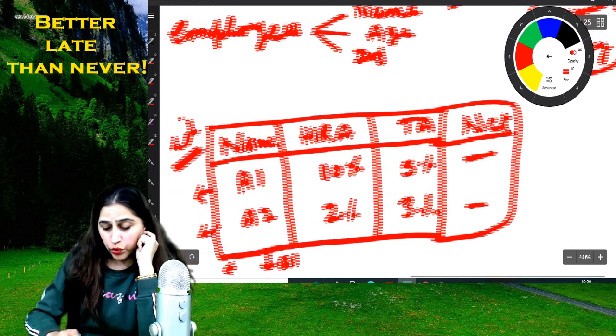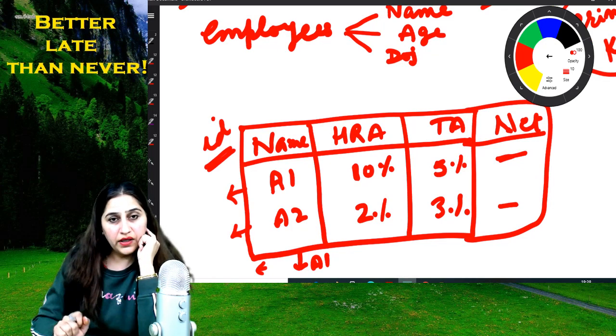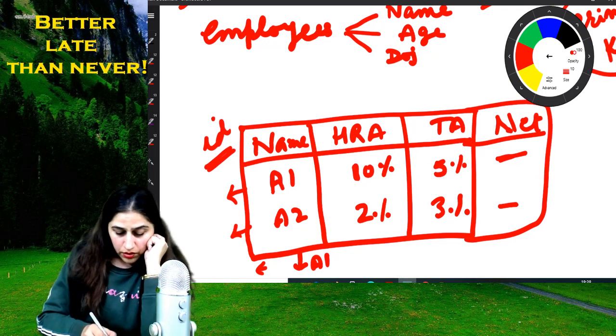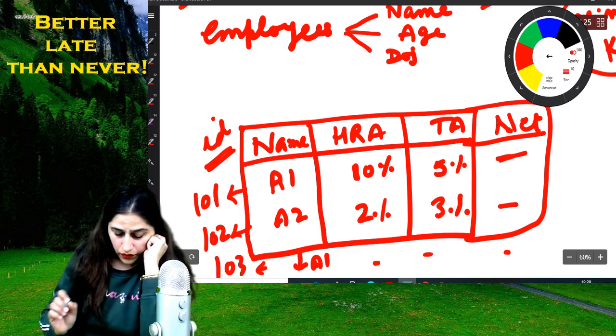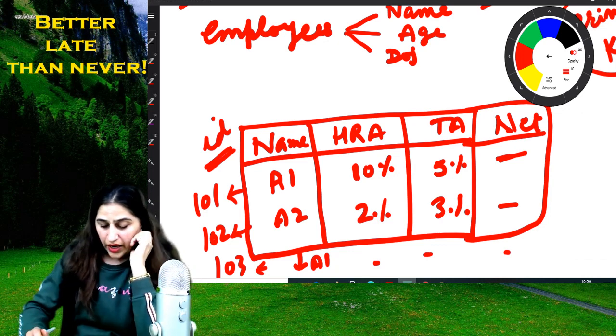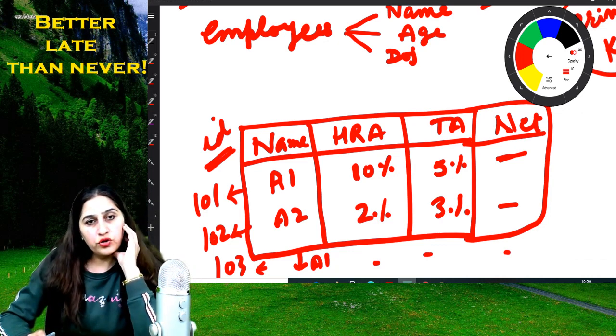I will relate both the tables based on this ID. Suppose I have to extract the information of 103.